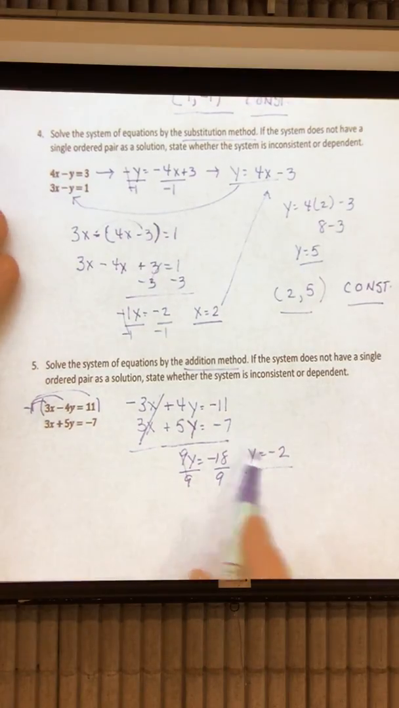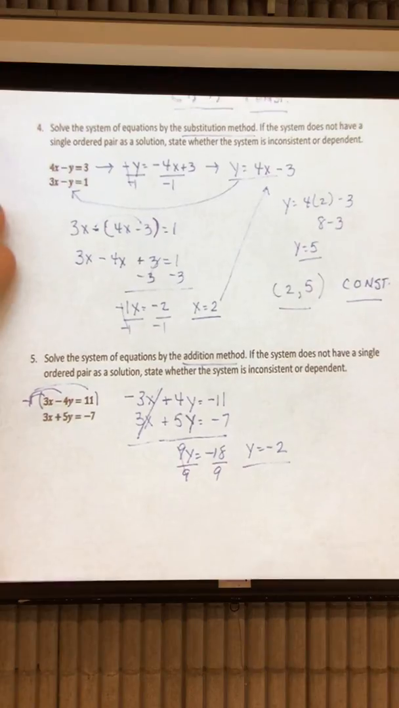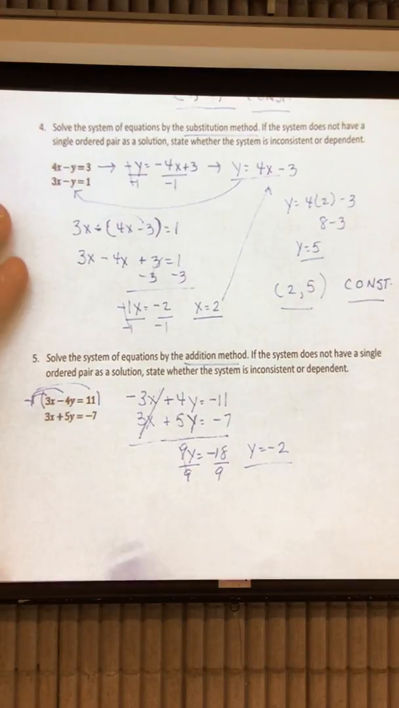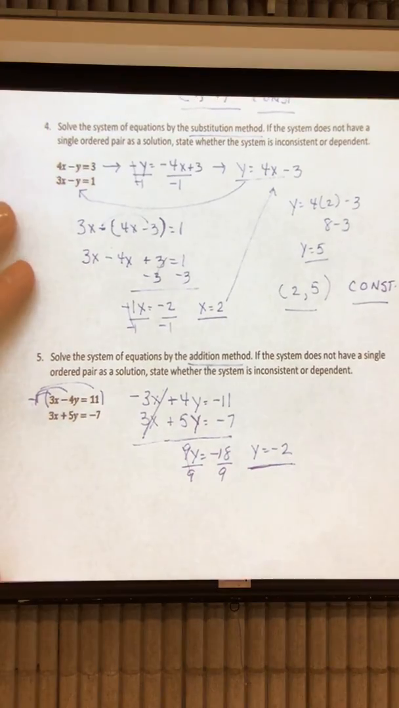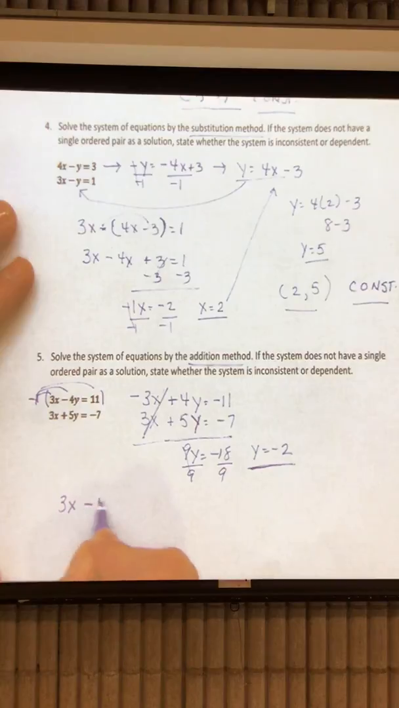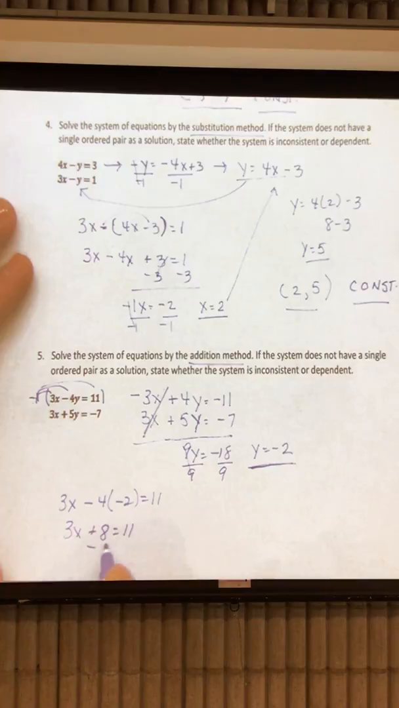Substituting the -2 for the y in either the first or the second equation, and we solve for x. So I'm going to substitute the -2 for y into the first equation. So 3x minus 4 times -2 equals 11. So 3x, -4 times -2 is positive 8, is equal to 11.